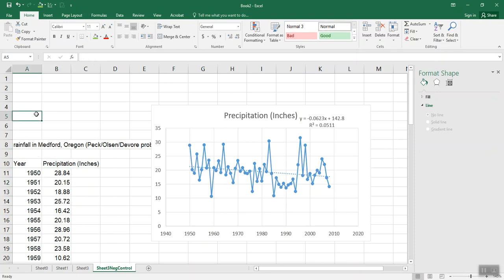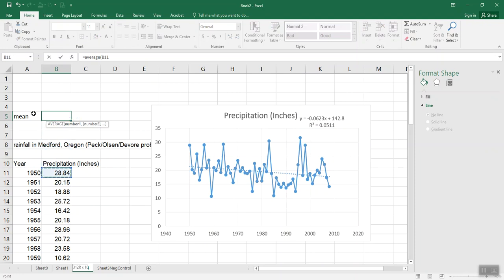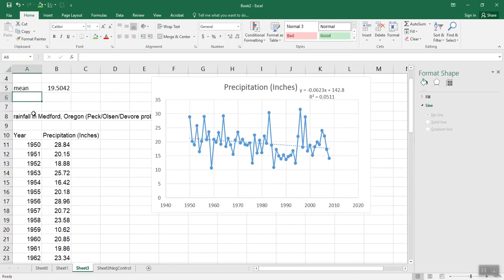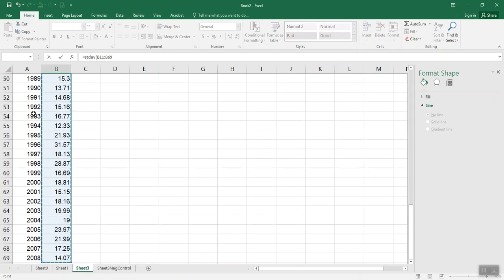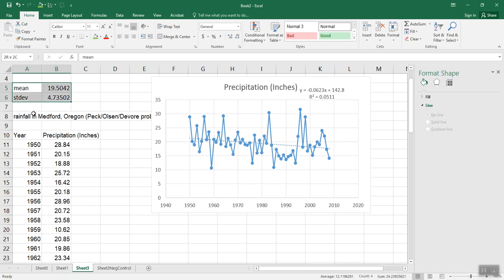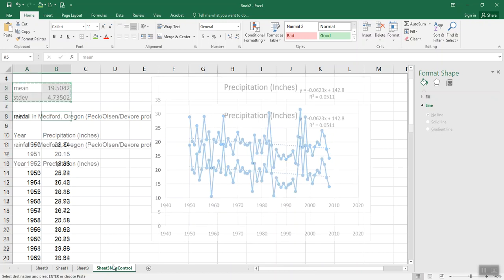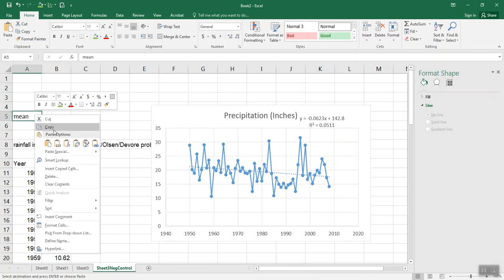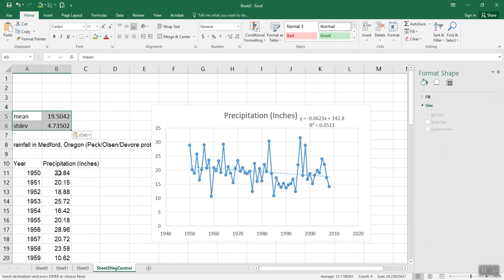Well, we could say let's have a mean. What's the current mean? Let's go back. Let's say, what's the average of all that? And what's the standard deviation? So if we take that mean and standard deviation and put it over here, and we'll paste it by value, even though that's not the smartest thing. So now I could create something with that mean and that standard deviation.